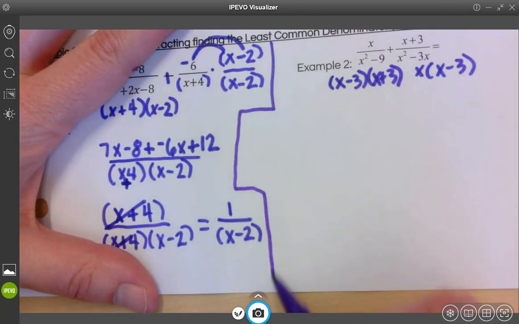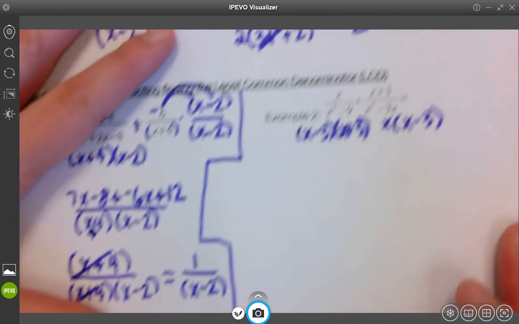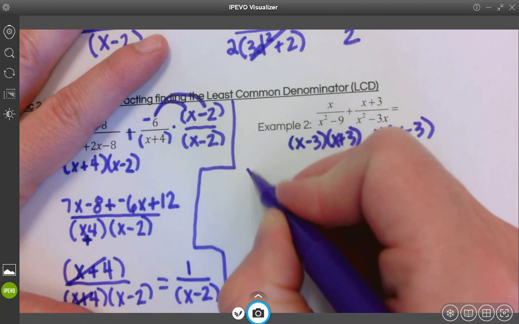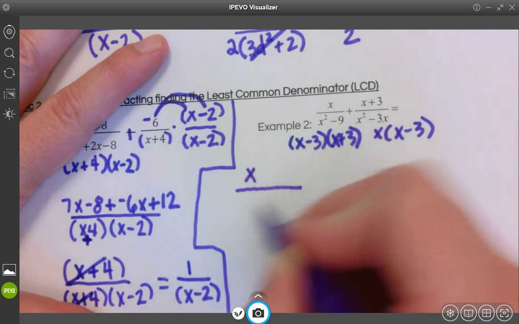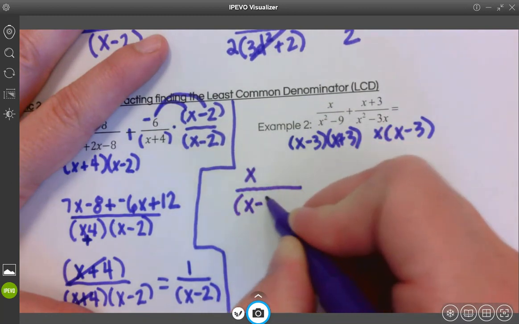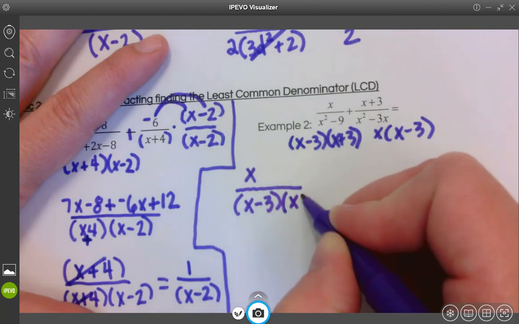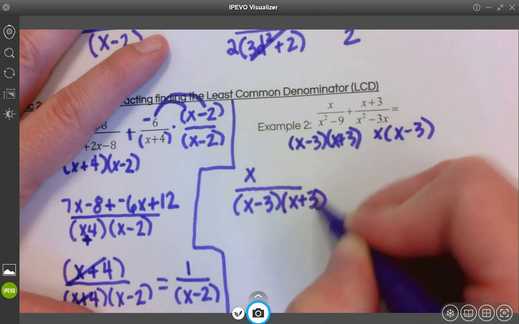Okay, guys, we need a common denominator. Hold on one sec. Oh, I see what you're saying. That's your common denominator? Yeah, that's true.